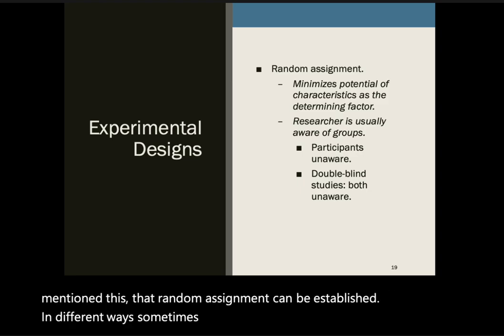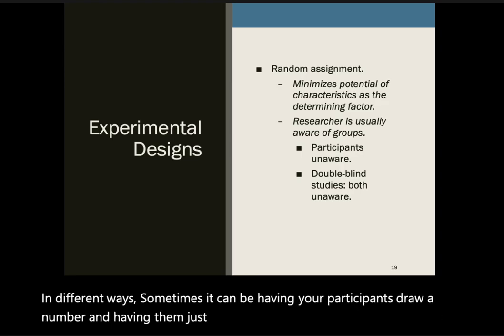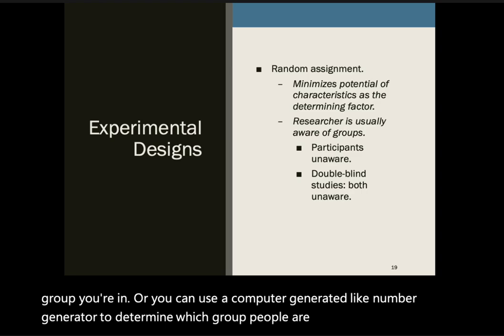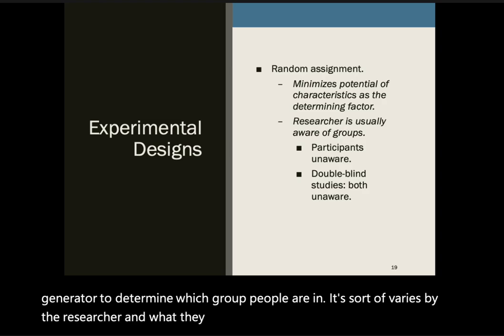I briefly mentioned that random assignment can be established in different ways. Sometimes it can be having your participants draw a number, and based on their number, that's what group they're in, or you can use a computer-generated number generator to determine which group people are in. It varies by the researcher and what they choose depending on their research design.